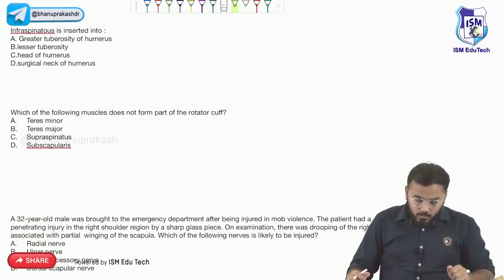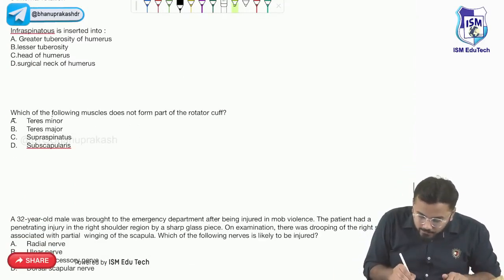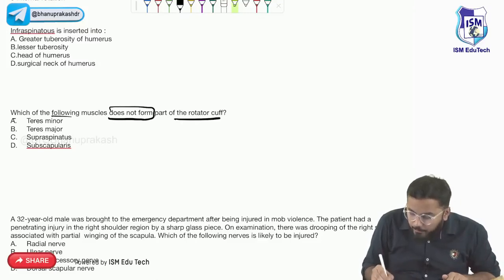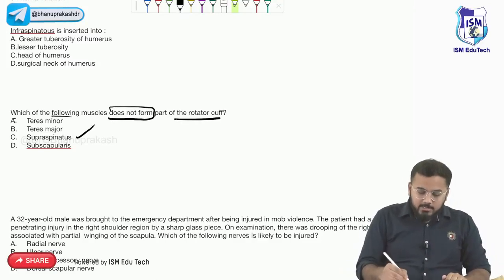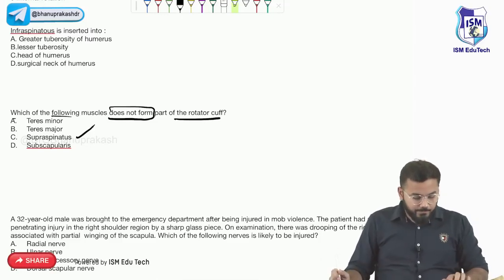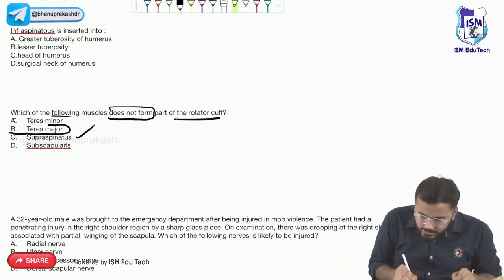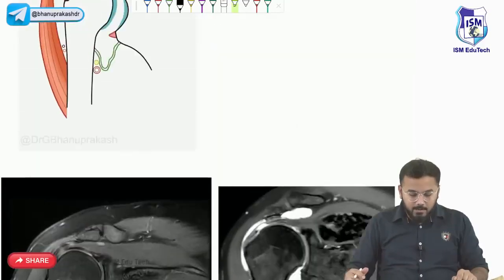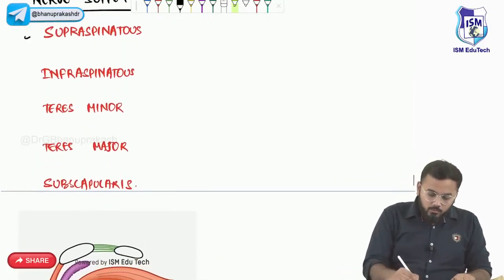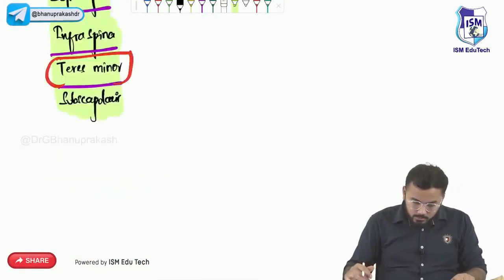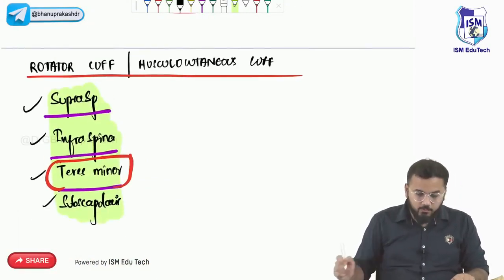Look here. What was this question? Which of the following muscles does not form part of rotator cuff? Supraspinatus, infraspinatus, teres major, teres minor. What will be the answer? Very good. B. Teres major is not a part. Teres minor is a part of that. So, 1, 2, 3 and 4.